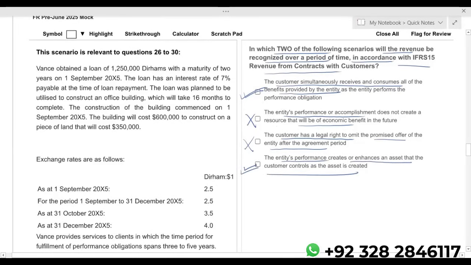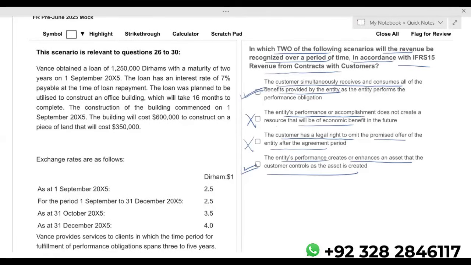Example, assuming there's a piece of land not owned by my company, which is just a construction company. The piece of land is owned by the customer who has hired us for the construction. So slowly and gradually, when I'll be providing construction services, I'll be recognizing the revenue over time, because whatever asset I'm creating, let's say we are building a building over there, 4 stories building, 5 stories building. Who controls that asset? Customer, not me.